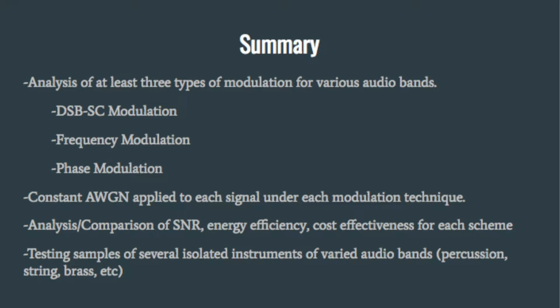For this project, we will be doing an analysis of 3 different types of modulation schemes over various audio bands. DSB-SC modulation, frequency modulation, and phase modulation are the methods of modulation we will be using. To create a sense of realism, we'll also be using additive white Gaussian noise applied to each different signal.